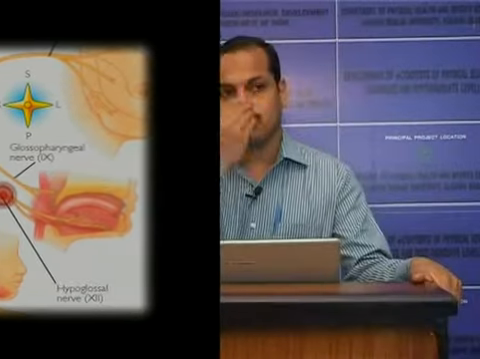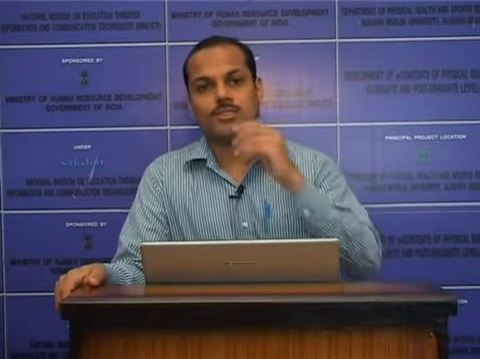Now, we have discussed all the 12 cranial nerves. We will just revise which are the cranial nerves. There are 12 cranial nerves in the body. They give information from the brain to the periphery and from the periphery to the brain. The order is from 1 to 12.